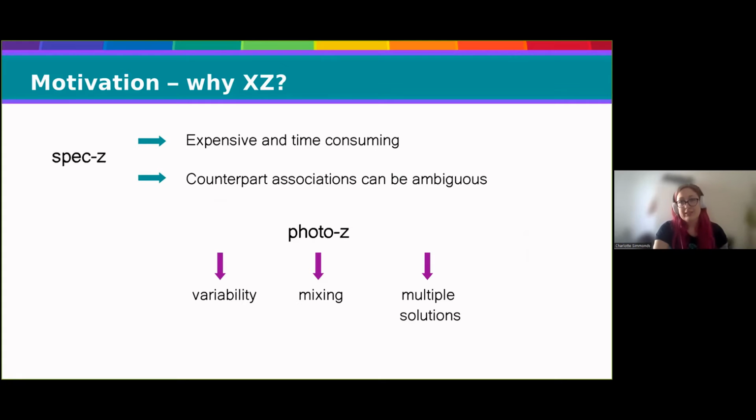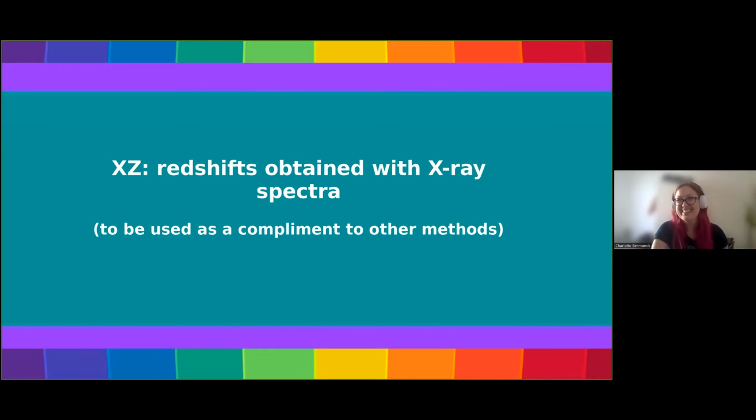And then we have photometric redshifts, which are much cheaper. Photometry is much easier than spectroscopy. But then we have issues like sources can be variable, which we know AGN can be. There can be mixing of the light of the AGN with the light from the stars of the galaxy, which can be very difficult to disentangle. And we often have multiple solutions. So how do you choose which is the correct one? It's not always obvious. So this is why we introduced this new method to obtain redshifts using X-ray spectra.